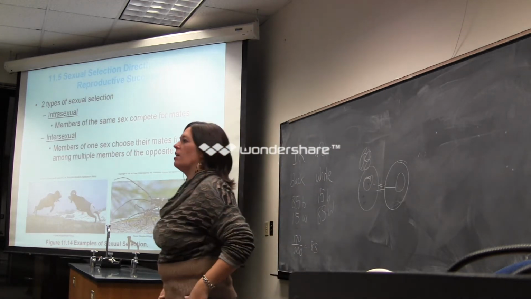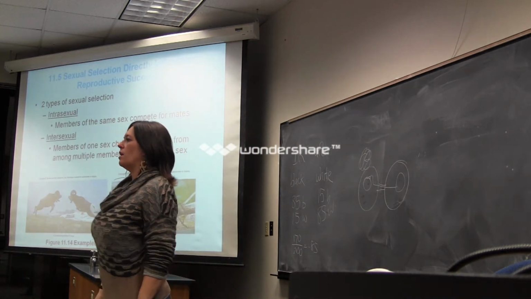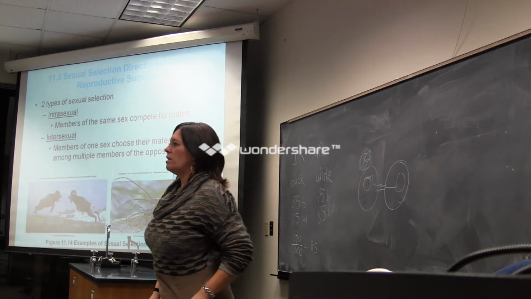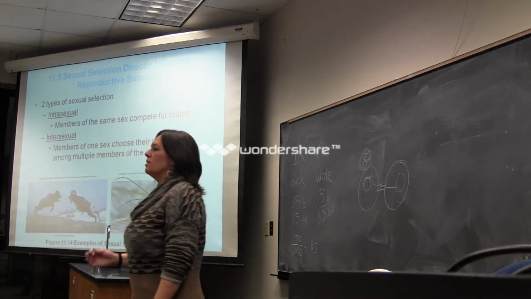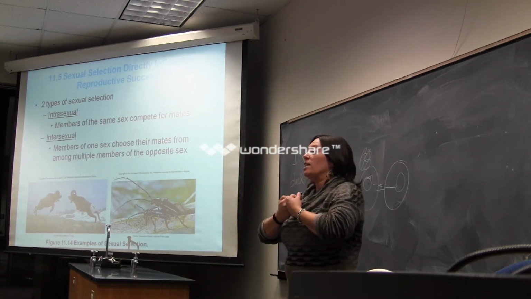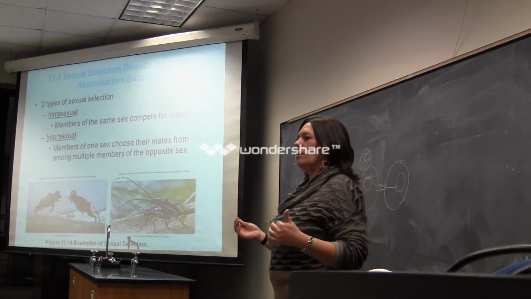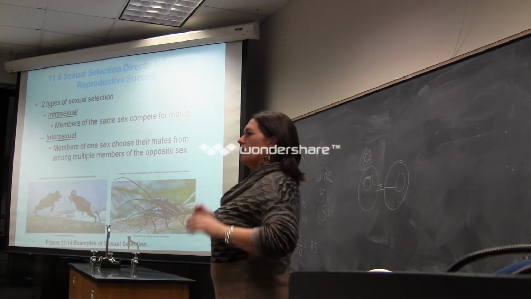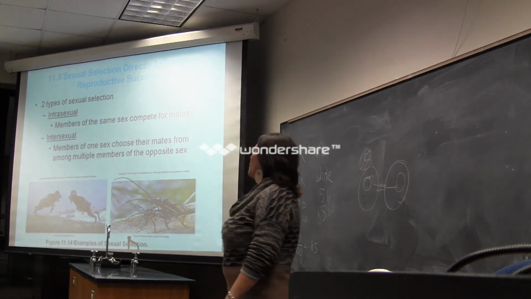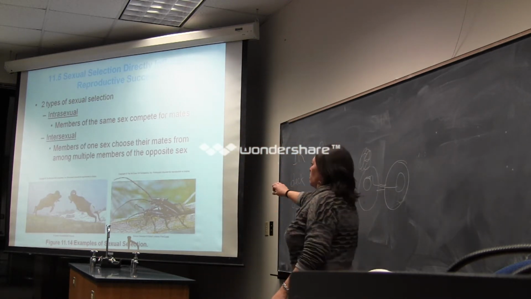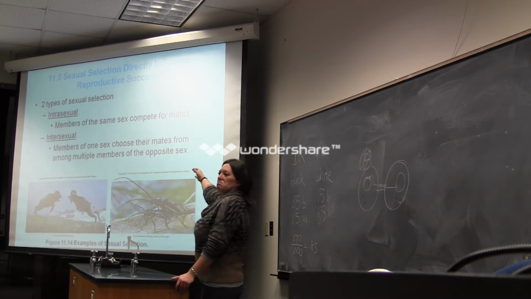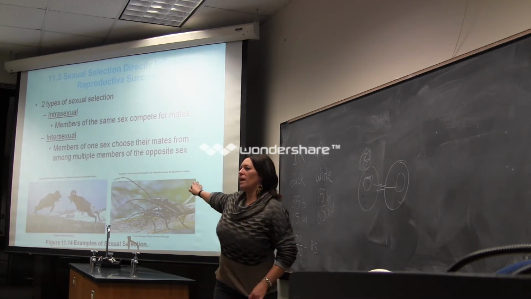What'd you say, Cameron? Intra is like internal, between the same sex. Yeah, like intracontinental and intercontinental. Well, with intra, they're actually competing. With inter, they're choosing. Exactly. So competing for mates versus choosing your mates. So, again, mating is not random.